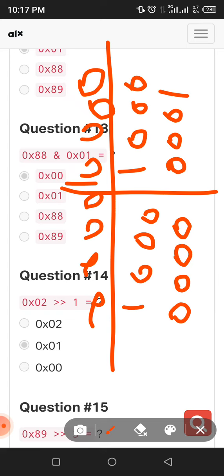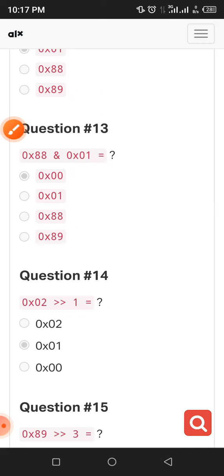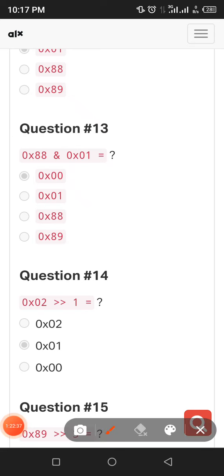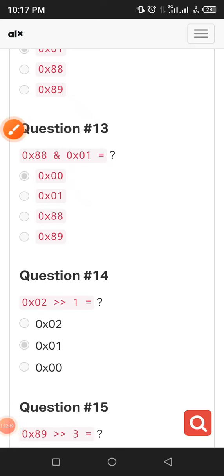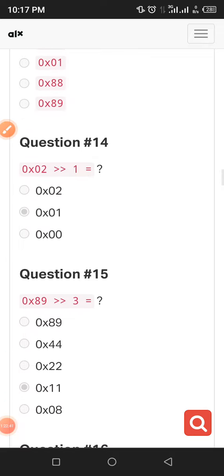So everybody ends up having 0, 0, 0. Nobody meets the requirements. So that's for this one. Number 13 is 0, 0. So number 14, we come to the shift right. Shift right.